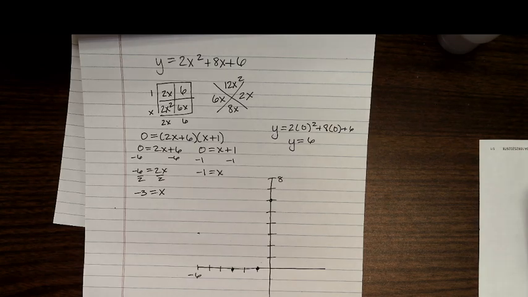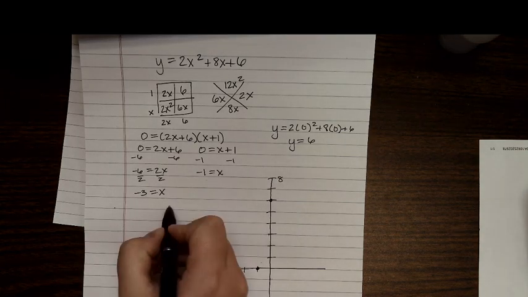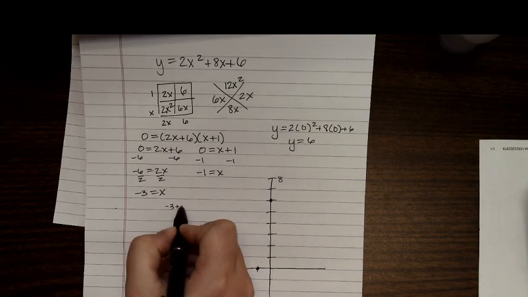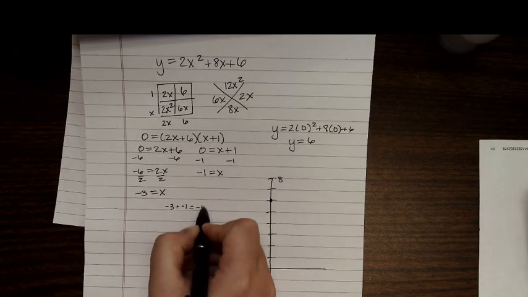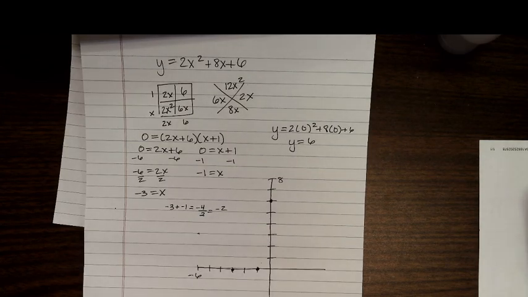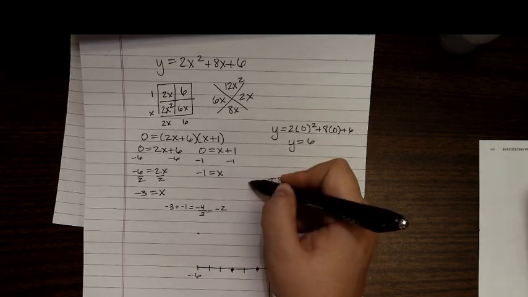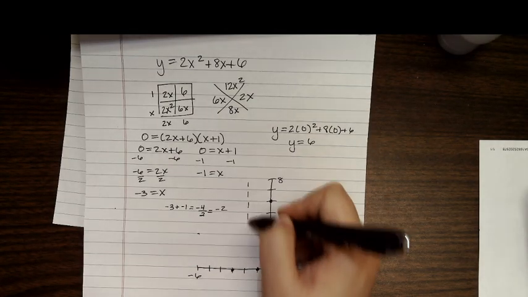Now I need to find the vertex. So I take my two x-intercepts and I find the middle. So we add them together and divide by 2. So my x-intercept is at -2. Or my line of symmetry is at -2.